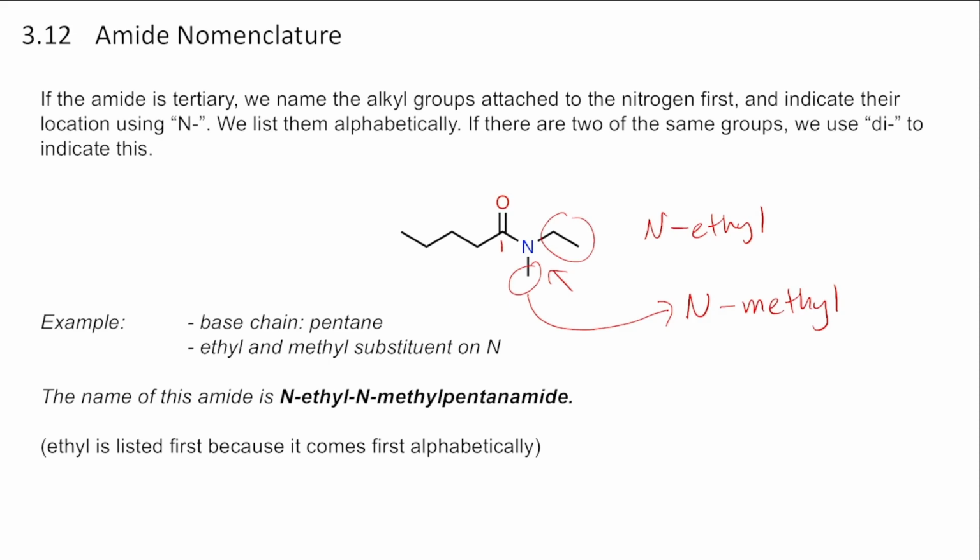We have the longest chain, 1, 2, 3, 4, 5. So the base chain here is pentanamide. Next, we list the 2 substituents alphabetically. First is ethyl, then comes methyl, preceded by their position, which is on the nitrogen. So it becomes N-ethyl, N-methyl pentanamide. All right.